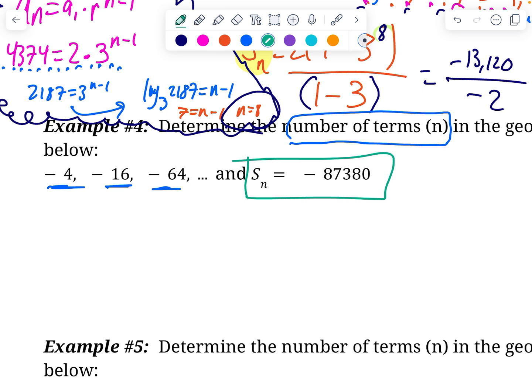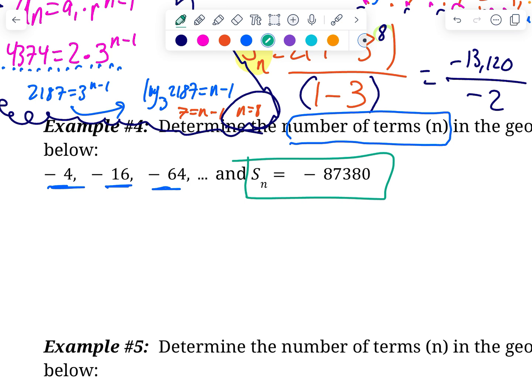They are telling us that I don't know how many terms there are, but when I add them all up, I get negative 87,380. I'll repeat that. When I add them all up, I get negative 87,380. It's not saying negative 87,380 is one of the numbers in the list, probably. It's what you get when you add up a certain number.